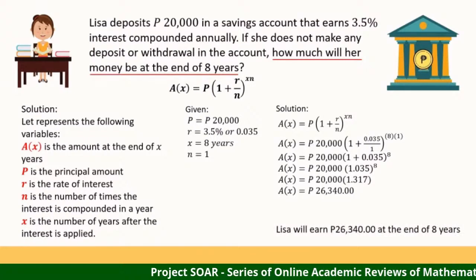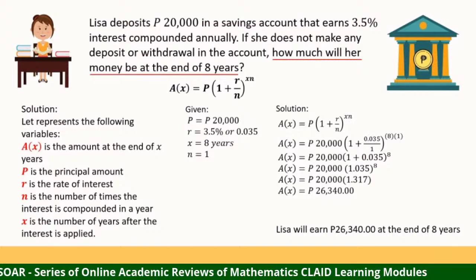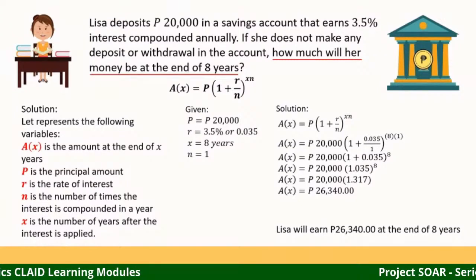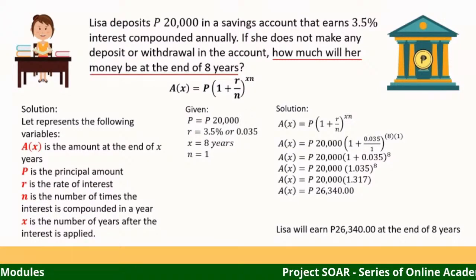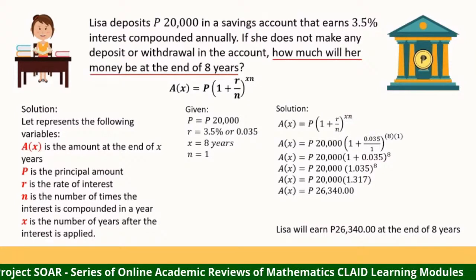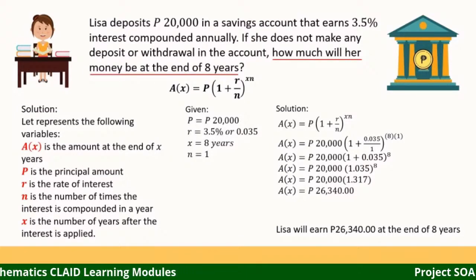So, pwede na natin makonclude na si Lisa will earn 26,340 pesos at the end of 8 years. Imagine, from 20,000 pesos, tumubo siya ng magkano? 6,340 pesos. So, ganon ang na-earn niya based doon sa interest na 3.5%.